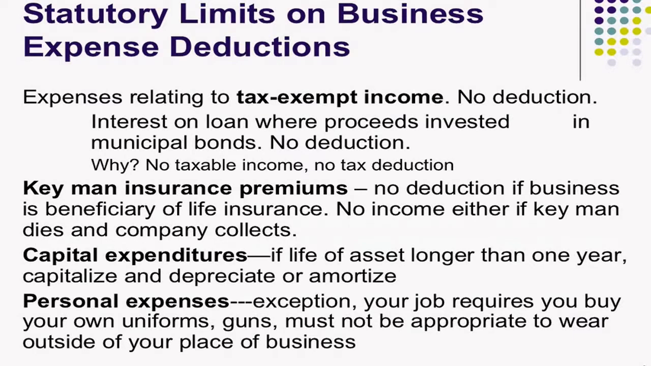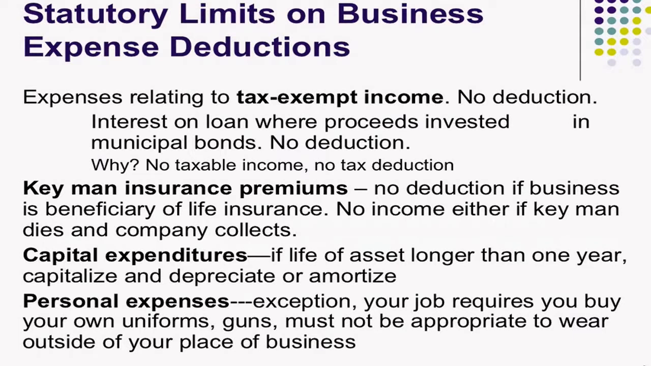Okay, capital expenditures. There's usually no expense deduction on that. What happens is if you buy property, plant, and equipment, and the expected life of that is longer than 1 year, you're going to be forced to capitalize that and depreciate it or amortize it. You're not going to be able to expense it. The general rule is you have to capitalize or amortize. You can't expense if the lifetime of that property, plant, and equipment is longer than a year.